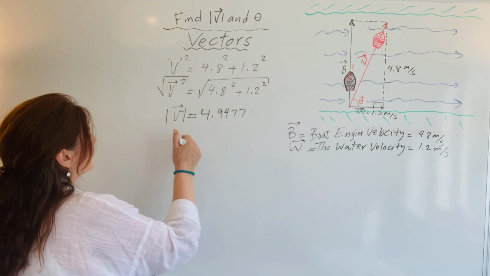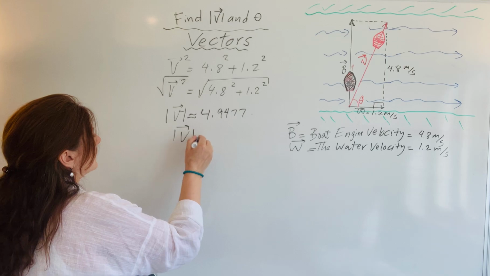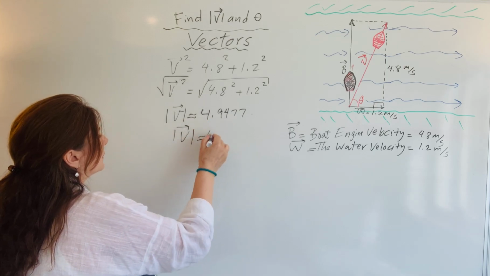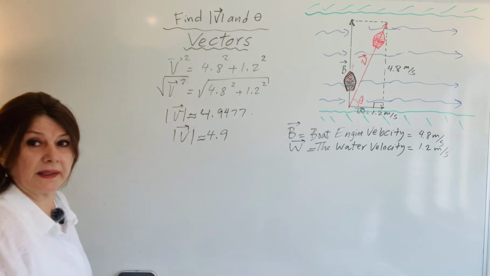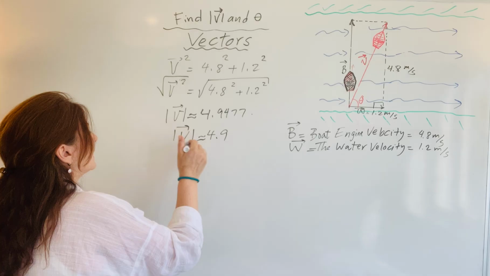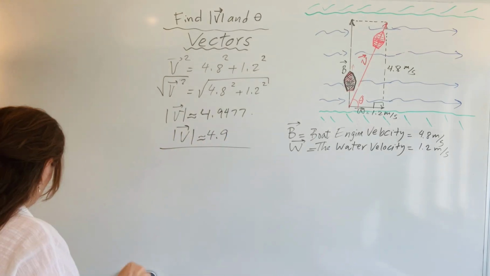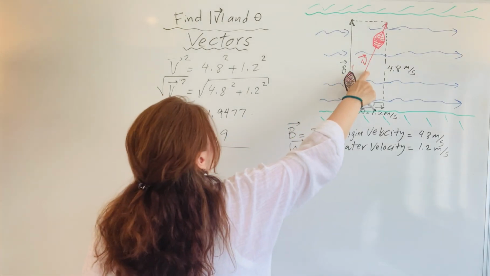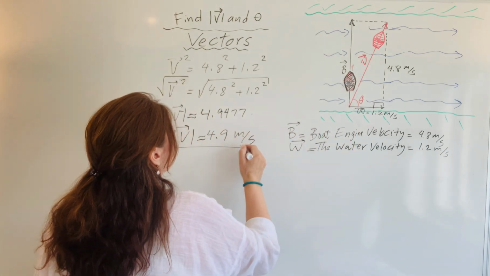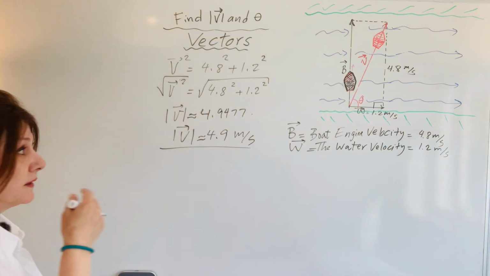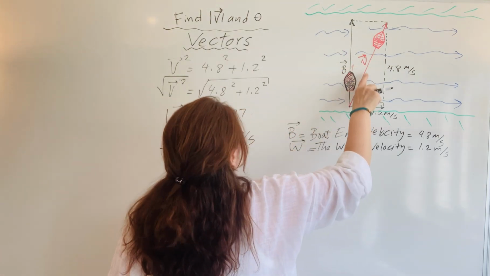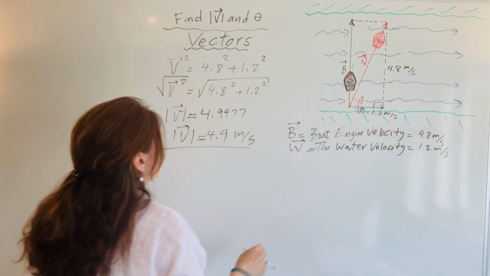How can we find the one decimal of this? 4.9 something is 4.9. Okay, one decimal as given. This is the magnitude of v. The velocity v is 4.9 meters per second, right? The boat goes this way, not this way. It goes this way with a magnitude of 4.9 meters per second.